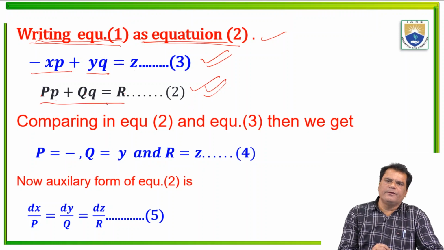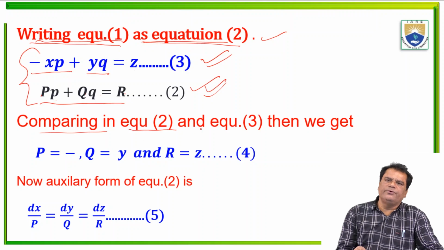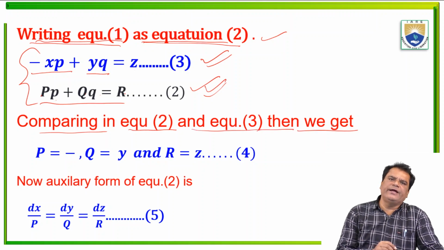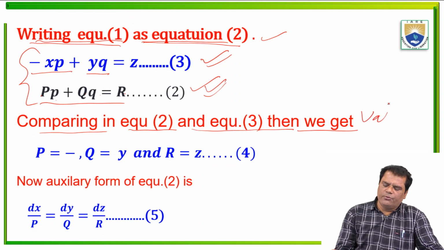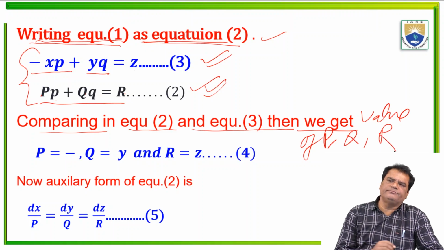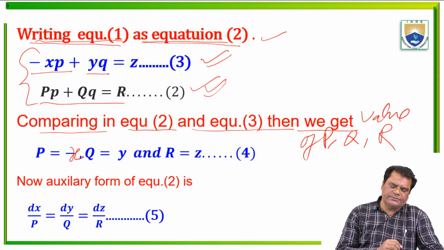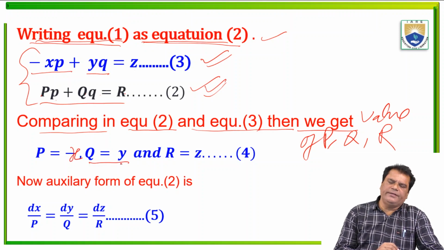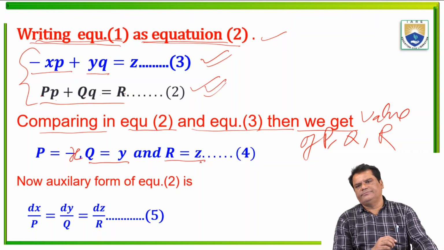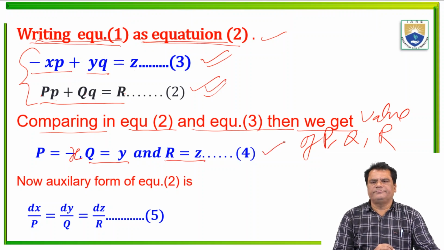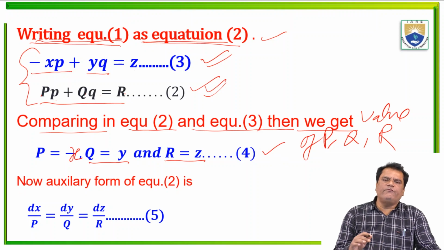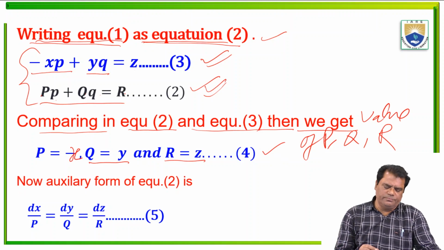Now comparing equation 2 and equation 3, we get the values of P, Q and R. So what is capital P? Capital P is minus x, capital Q is y and capital R is z. This is equation 4. Now we know what the auxiliary form of equation 2 is.